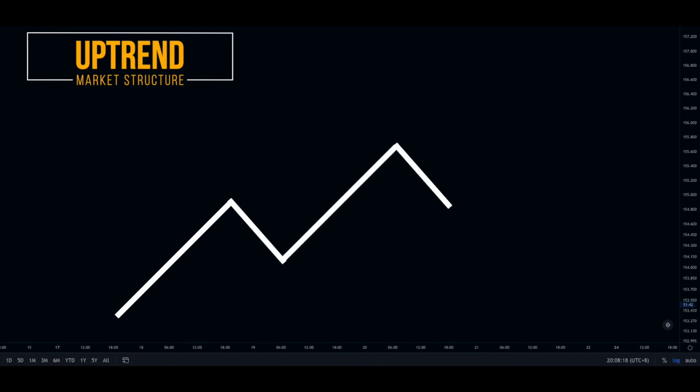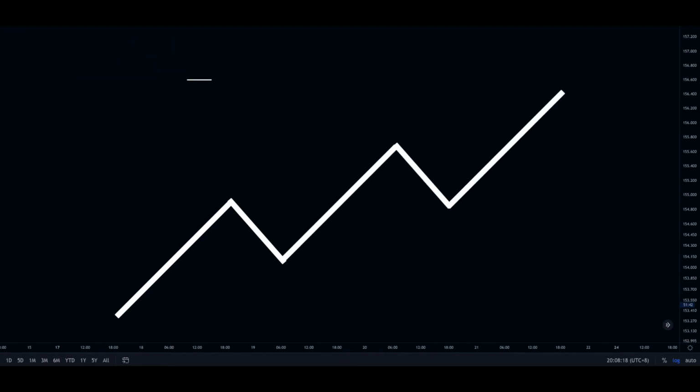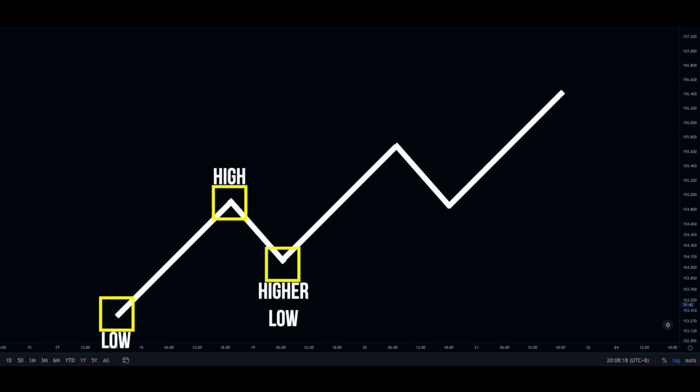Here's an uptrend. Price forms a pattern of higher highs and higher lows. We have a low here and a high here. Price pulls back and reverses, making a higher low than the previous low. Then pushes further, creating a higher high. This swing high is higher than the previous swing high.